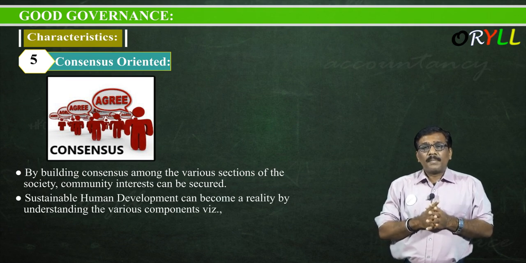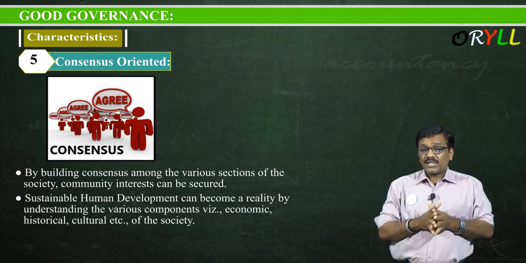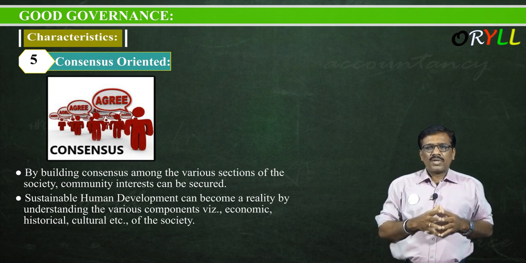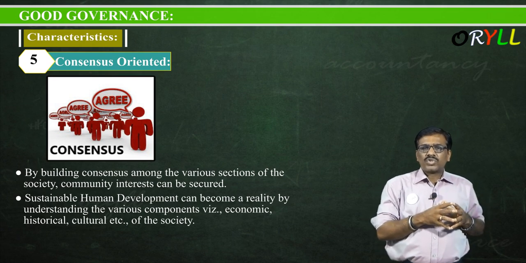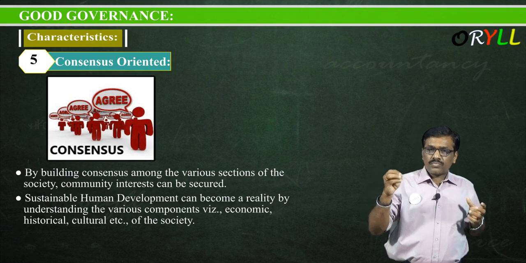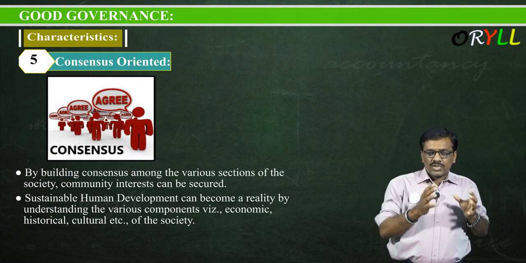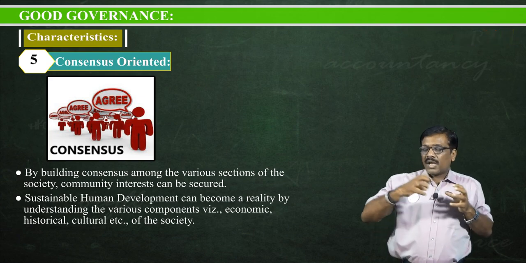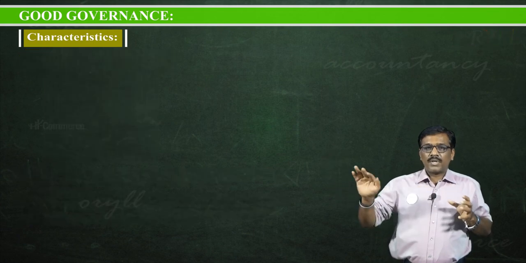Sustainable human development can become a reality by understanding the various components, namely economic, historical, cultural, etc. of the society. See, what is sustainable human development? In terms of socio-economic, historical and cultural components, if there is human development, that should be sustainable, meaning it should not be for just a short time, for 1 year or 2 years or 10 or 20. You have to see for a long time. Sustainable.